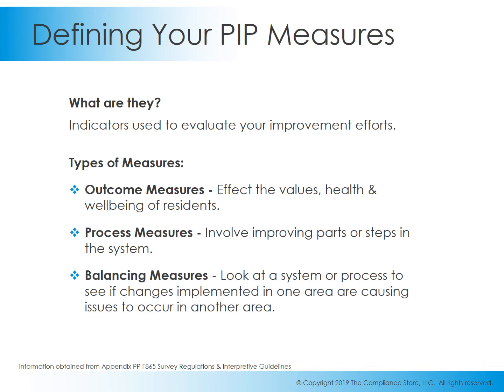Lastly, balancing measures identify when changes occurring in one part of the process impacts care in another area. An example of balancing measures is length of stay. A length of stay that is too short could result in the resident being rehospitalized after they discharge home.